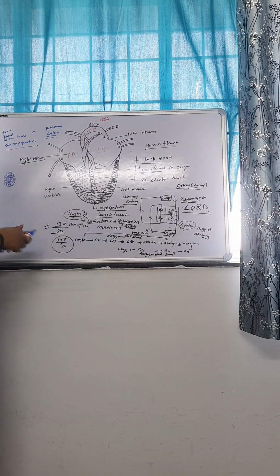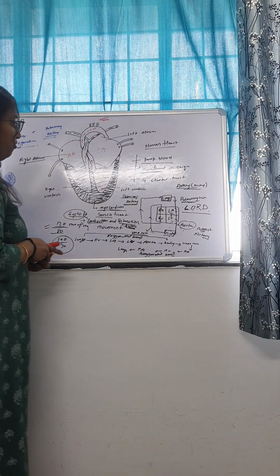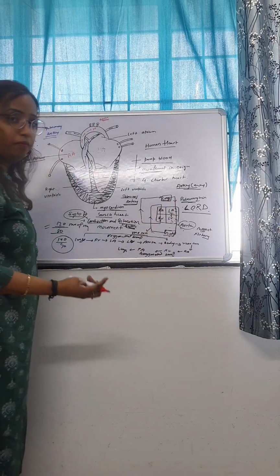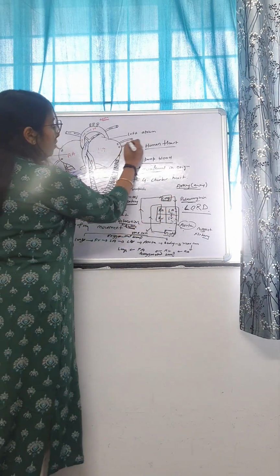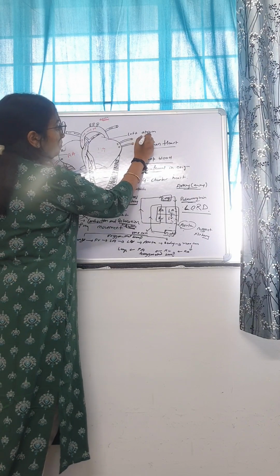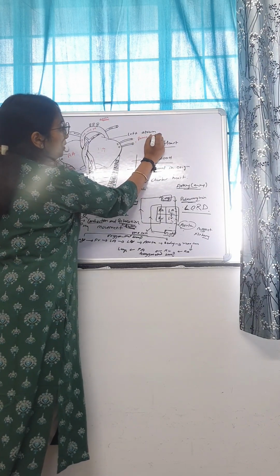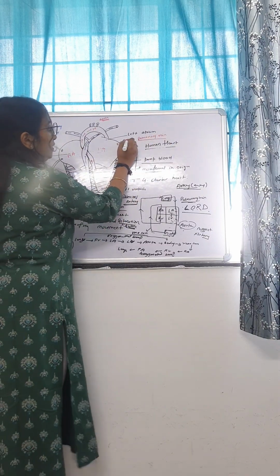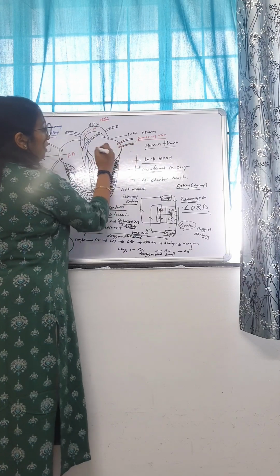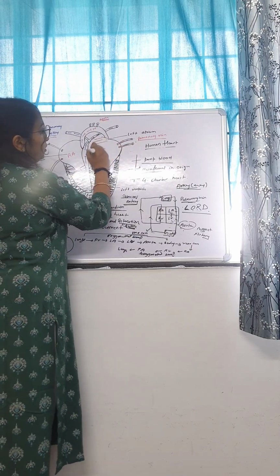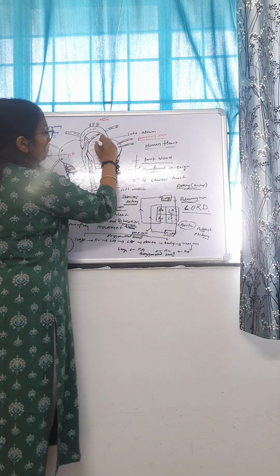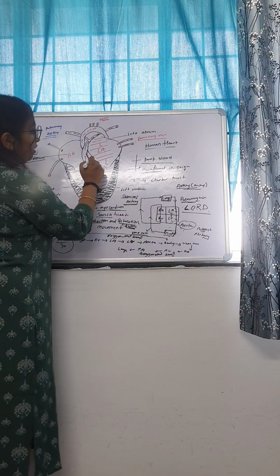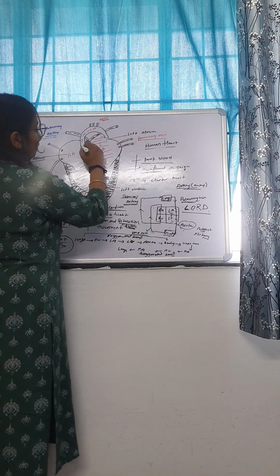Now comes the left atrium. You can see from the lungs, the left atrium is receiving oxygenated blood from the pulmonary veins. There are four pulmonary veins basically. These two pulmonary veins bring oxygenated blood into the left atrium. And this blood flows into the left ventricle, and the left ventricle will give blood to the aorta. There is the aorta.